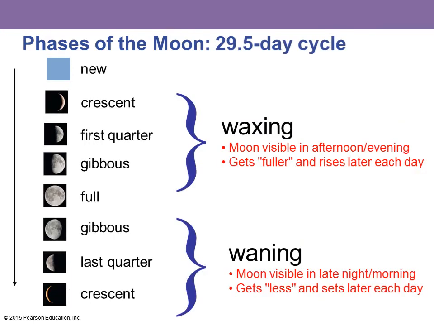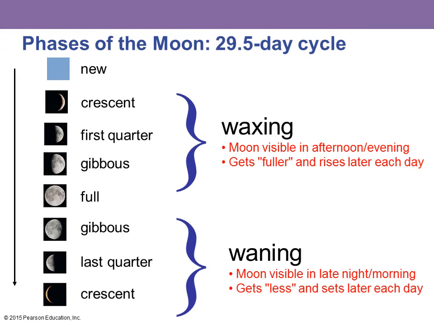So these are the phases in the correct order, and I would expect you to be able to remember them, draw them, be able to identify them in some way. Going from the new moon, which would be no moon, there's the crescent phase, a first quarter phase, a gibbous phase, and then a full moon, and then another gibbous phase, a last quarter, and a crescent.